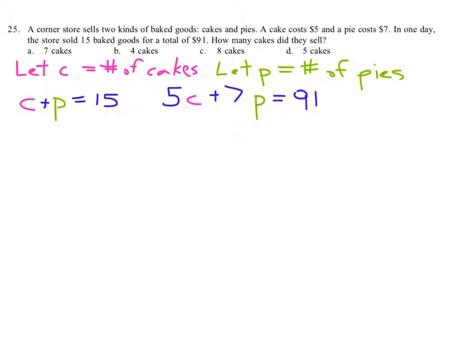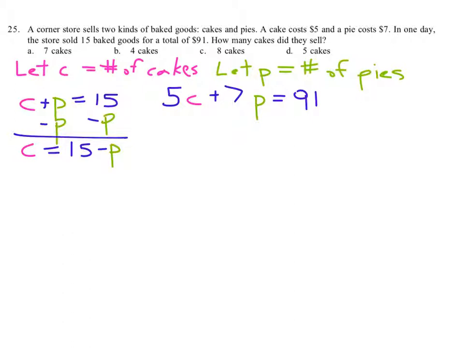What we need to do is solve one of the equations for one of the variables. So I'm going to solve the first equation for C. So I'm going to say minus P, and I get then C is equal to 15 minus P.